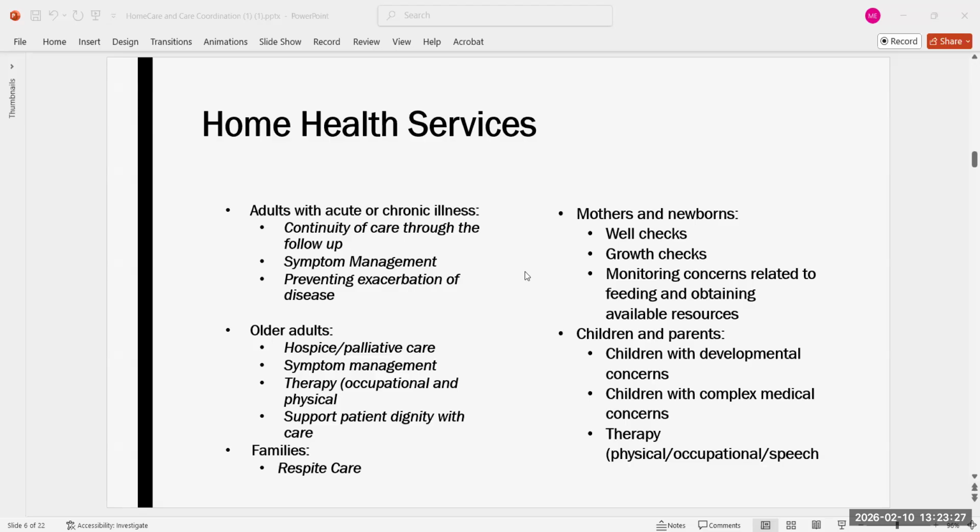Other things could be maybe they need therapy, maybe they have heart failure, living with liver disease, kidney disease, lung disease, COPD, something like that, or diabetes even, and we're helping them with symptom management. We want to support the patient with dignity, and then when working with families or loved ones, we may need to consider respite care because of the risk of caregiver burden.